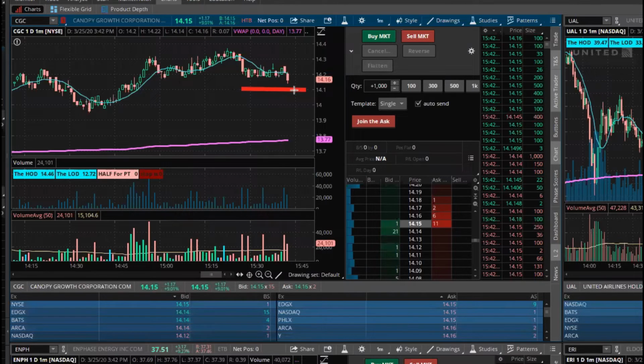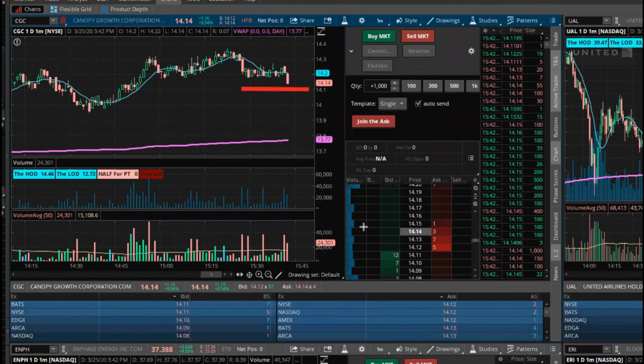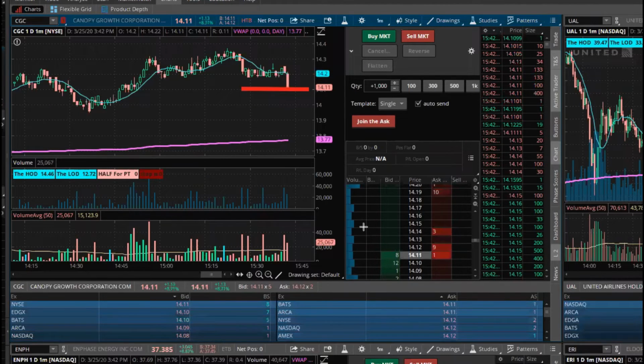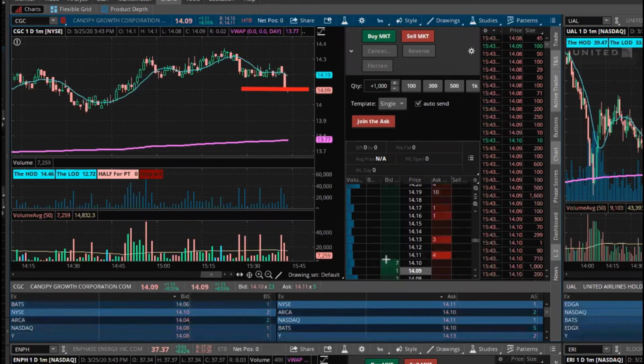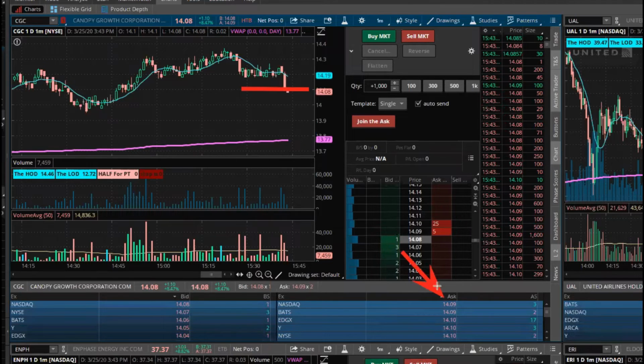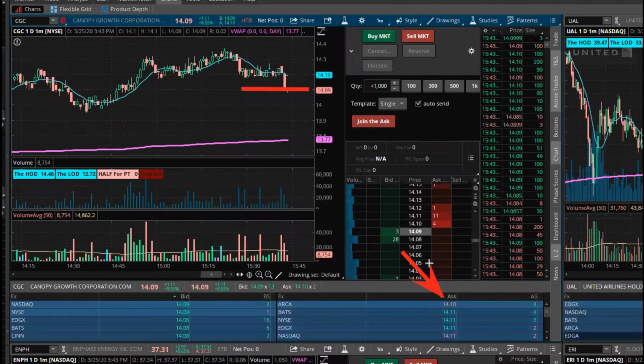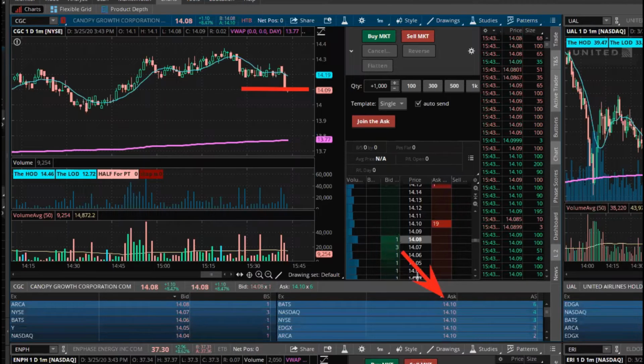Just like we could use the level 2 for our entry, we could also use it for our exit. For this example, we're going to use 14.10 as our imaginary profit target for this trade. So we want to have at least 14.10 on this. On the level 2, we're looking at the ask. Once we cross 14.10, if we see the ask on the level 2 go above 14.10, we're going to click the buy button to buy back and cover our position.